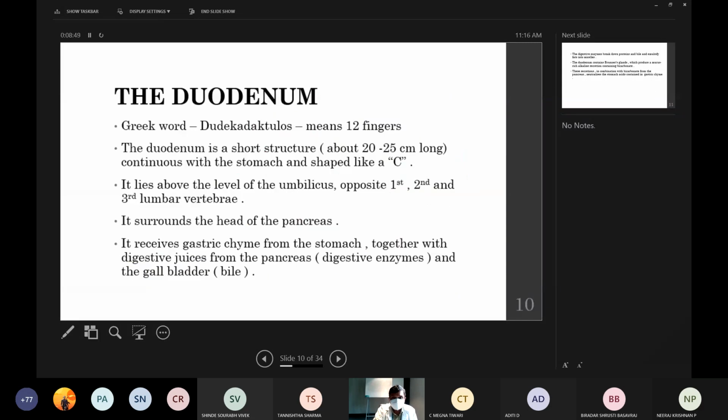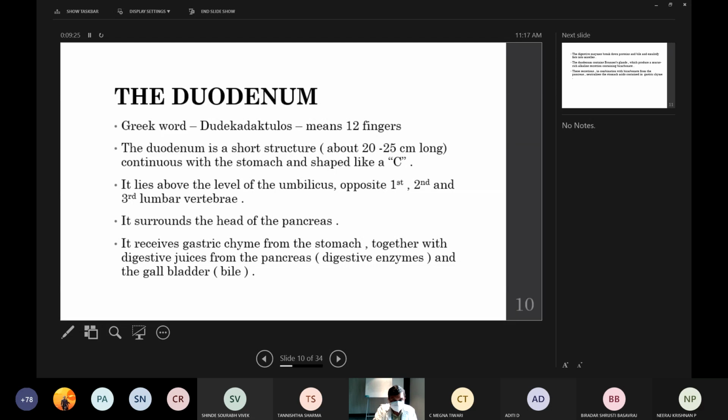Coming to the first part of the small intestine, that is the duodenum. The duodenum is very important, and you will have a long question on it. Describe the second part of the duodenum, or the entire duodenum along with its relations. As I told, duodenum is a Greek word which means 12 fingers. The duodenum is the shortest part, about 20 to 25 centimeters long, continuous with the stomach and shaped like a C.